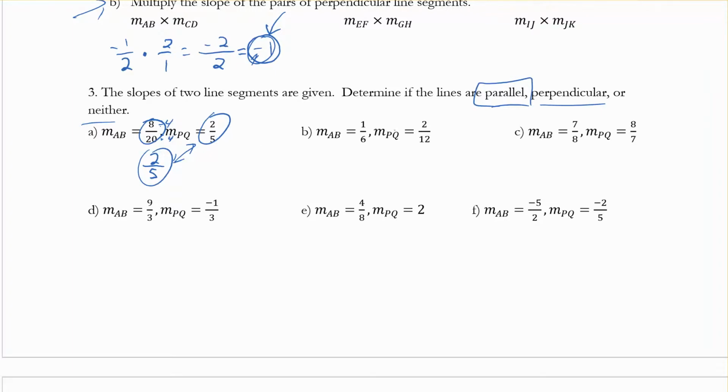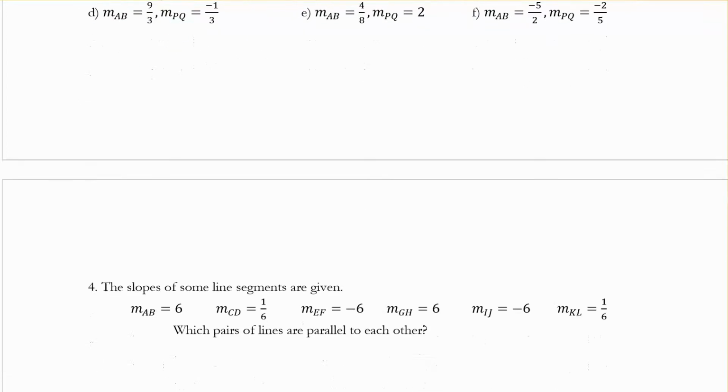Okay, so you're going to do that, or it might be perpendicular if you can multiply the two of them together to get -1. If neither of those happen, then they're not parallel or perpendicular. So go through and do those.